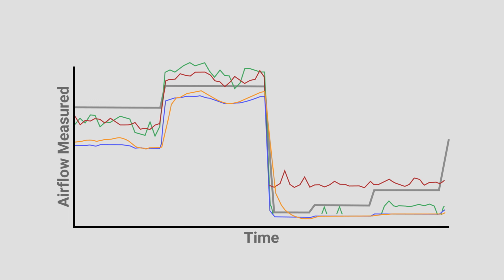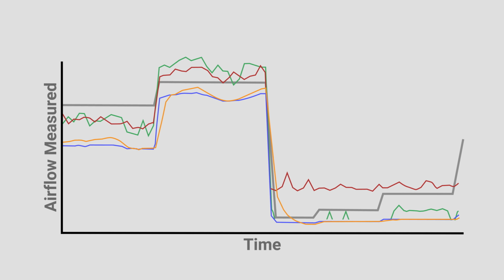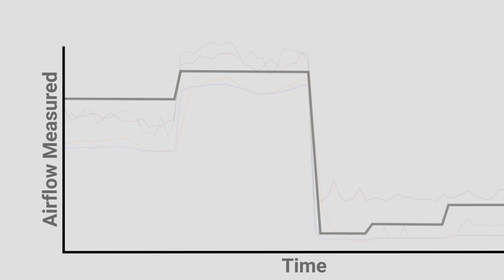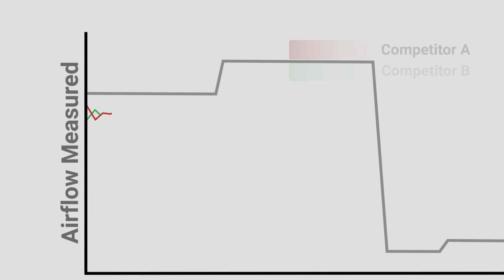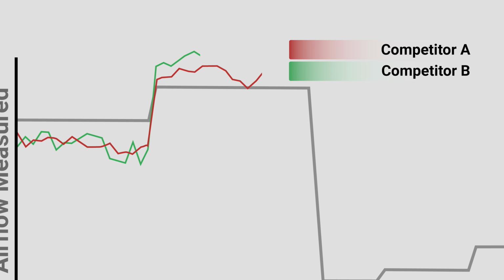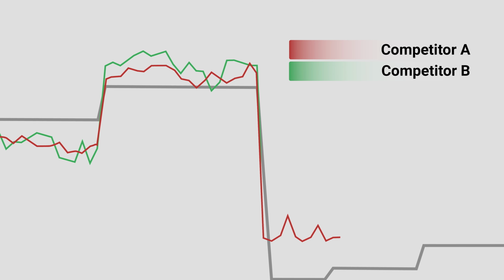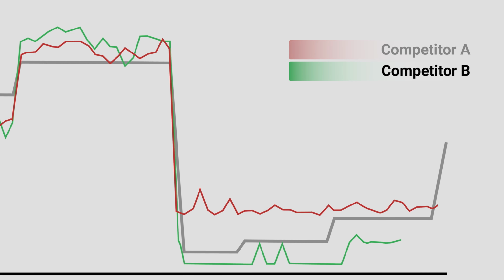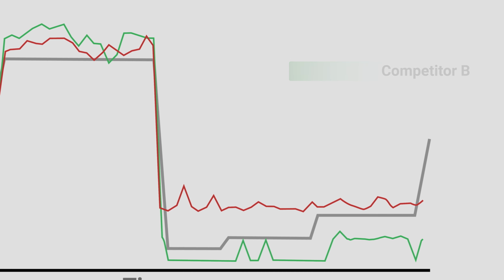In this performance chart, we see several airflow measurement devices that were installed on an office building air handler in Connecticut. Competitors A and B are thermal dispersion technologies and were professionally installed and calibrated by a third party. In the chart, we see the airflow during several different damper positions as we are modulating from mostly open down to mostly closed.